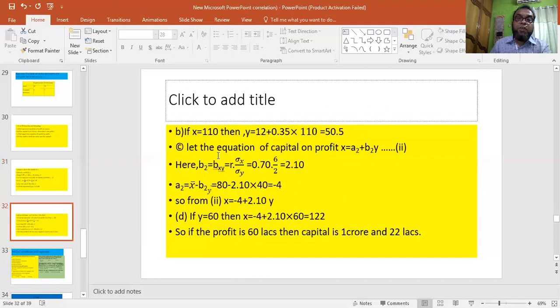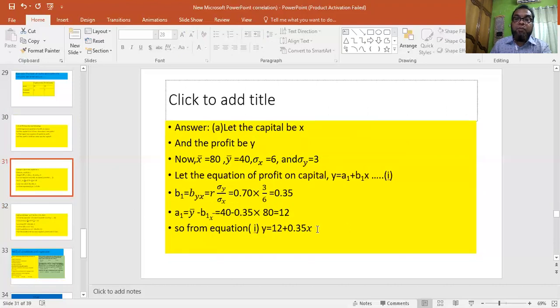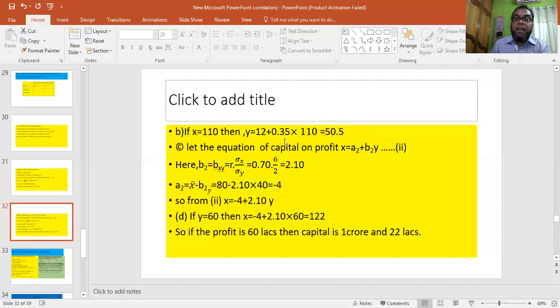Now, what is the question B? If x equals 100, then y equals 12 plus 0.35x, as given earlier. The value of x is given as 100. Then you put the value of x equal to 100 and calculate it by calculator. That is 0.35 into 100 plus 12, 50.5.